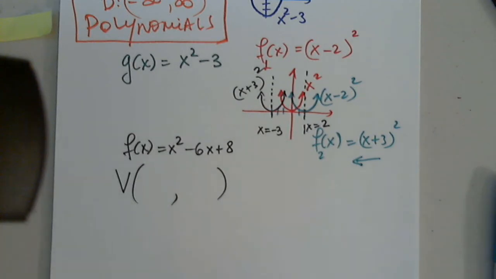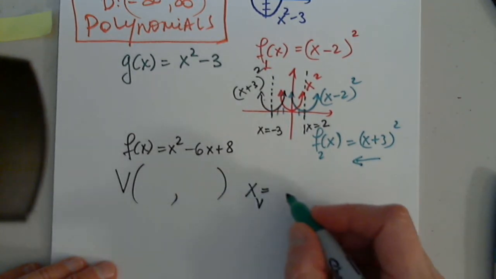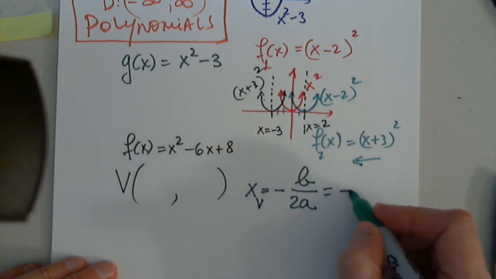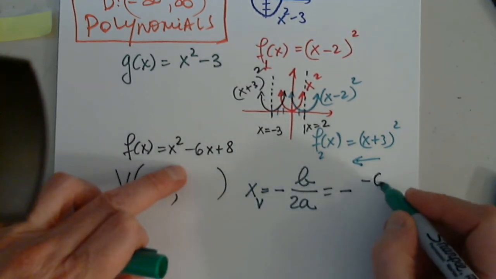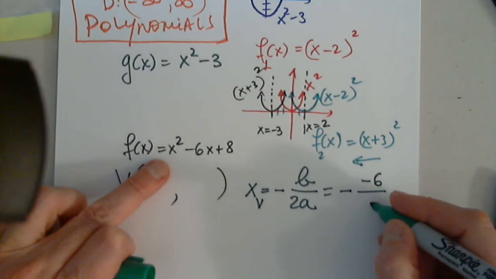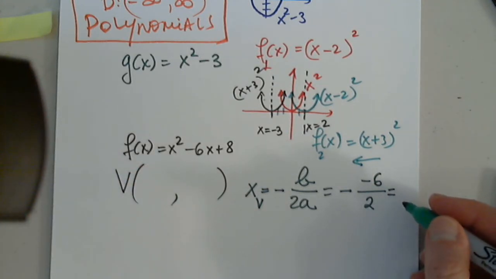-6 over 2. So the x of the vertex will be negative b over 2a. Negative, indeed. The top is -6. The denominator is 2 times 1. So then the answer is 3.